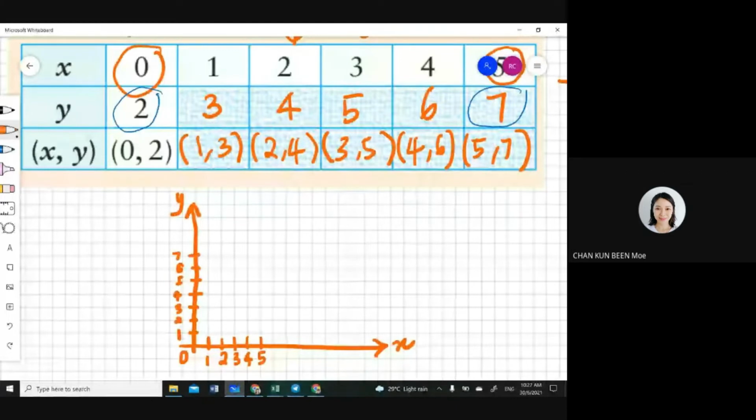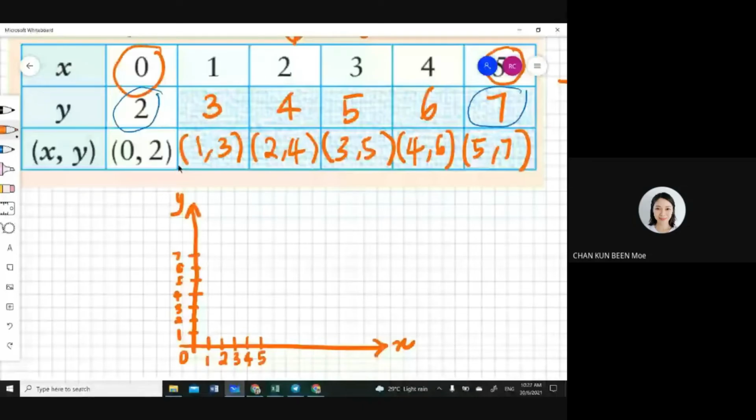Okay, now we are going to plot the point 0, 2. 0, 2 means in the x-axis, it is 0. So x-axis, 0 is over here. Okay? And then y-axis is 2. So the point is right here. Can you see?